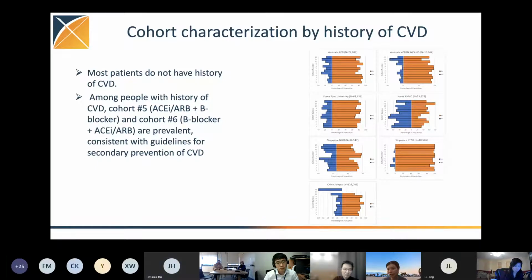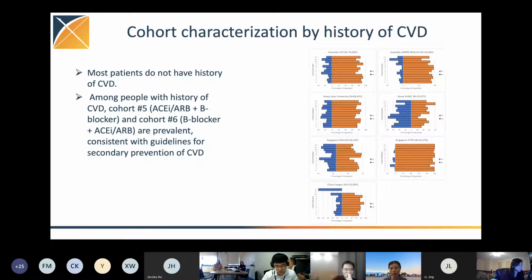History of CVD is denoted as color of blue here. So you can see it's a relatively small proportion of patients with hypertension have history of CVD. The majority of these patients have no history of CVD. But among the patients with history of CVD, cohort number 5, ACE and ARBs plus beta blocker, and number 6, beta blocker plus ACE and ARBs, are the most prevalent ones. This is consistent with the guideline for secondary prevention of CVD.